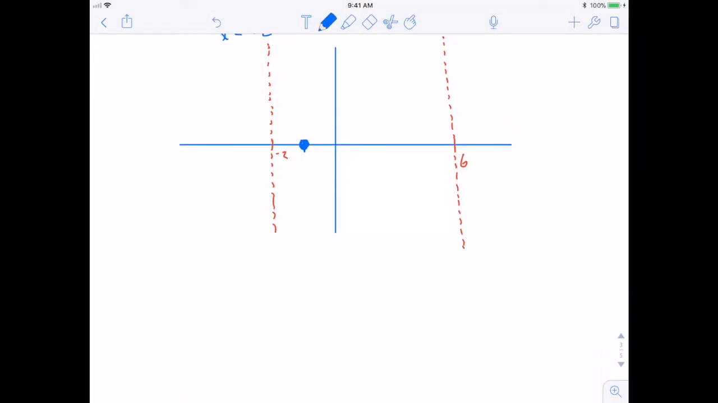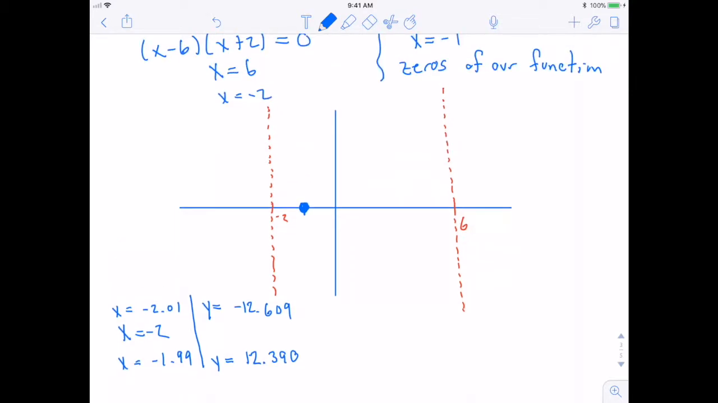So let's plug in a couple values here. If x equals -2 is a vertical asymptote, we should plug x equals -2.1 and x equals -1.99 into our function and see what the y values are. If we plug this into the polynomial, we'll get that for x equals -2.1, y is equal to -12.609, and for x equals -1.99, y is equal to 12.390, and now we have the shape starting to take hold. When we're to the left of our asymptote, we're in the negative direction, and when we're to the right, we're in the positive direction.